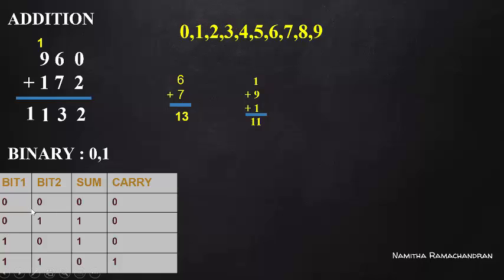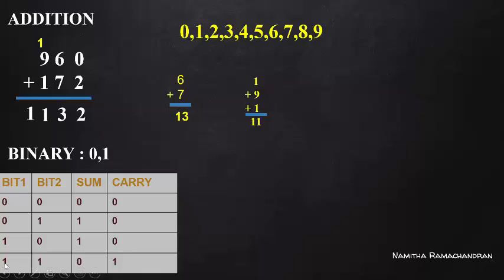If the corresponding bits are 0 and 0, the sum value is 0 and the carry is 0. If bit 1 is 0 and bit 2 is 1, then the sum is 1 and the carry is 0. While adding 1 with 0, we get the sum value 1 and carry 0.